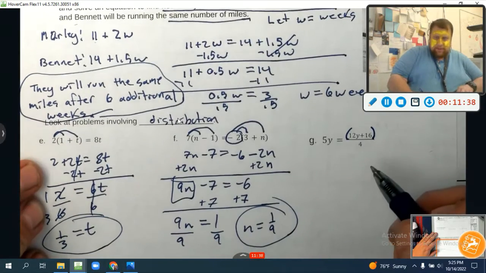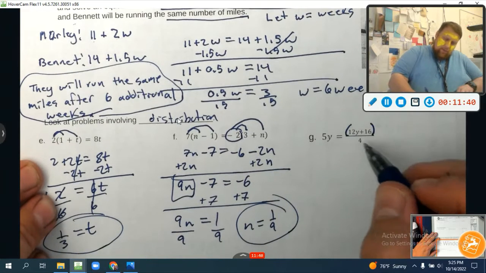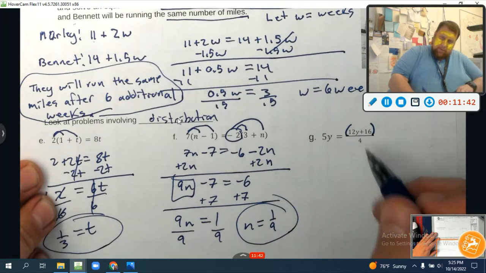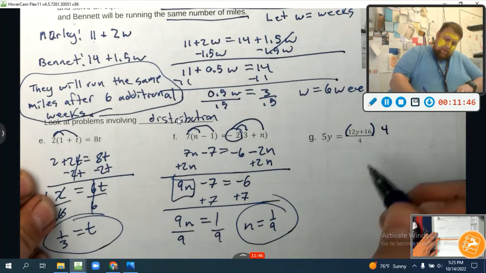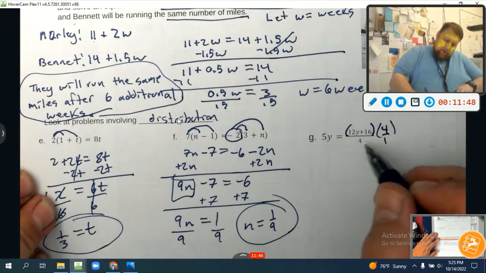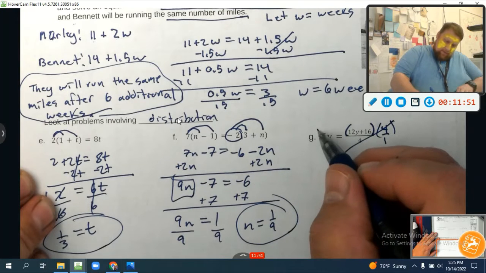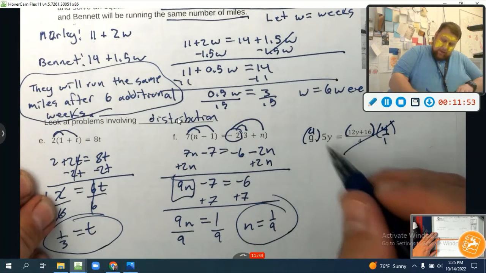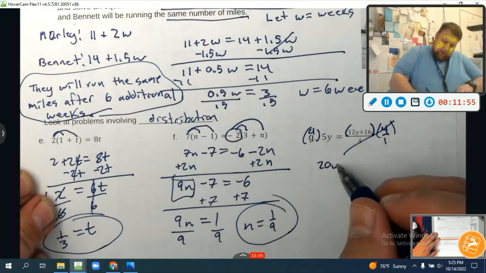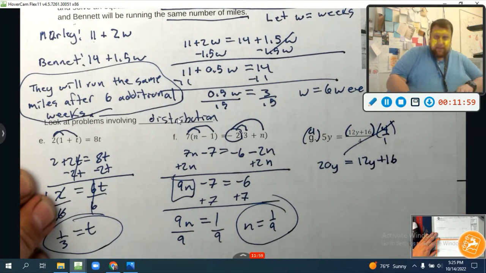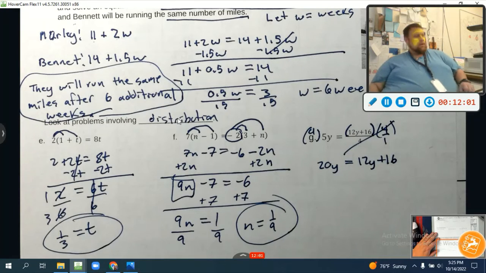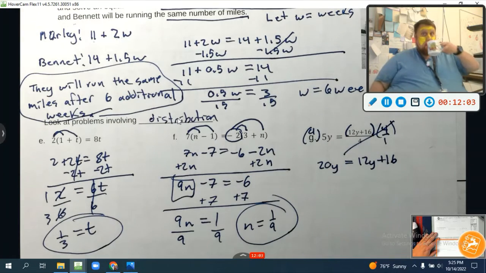Okay, I'm assuming you paused this. Let's do it. Minus 12y, minus 12y. 8y equals 16. Divide both sides by 8, right? Because we want to get rid of everything else. And I get that y equals 2. Man, we're burning through some problems. Let's go to the back side.